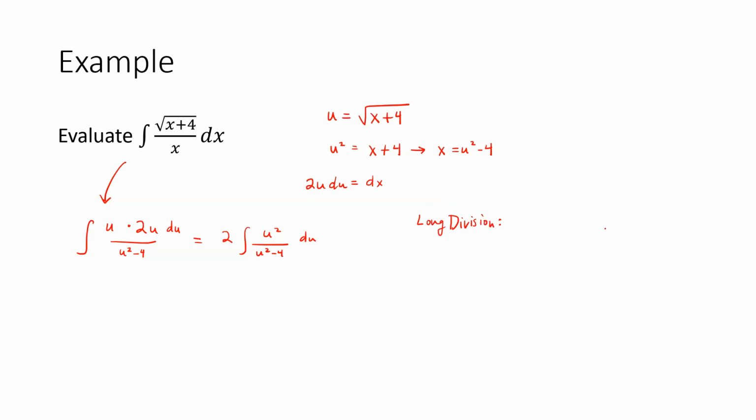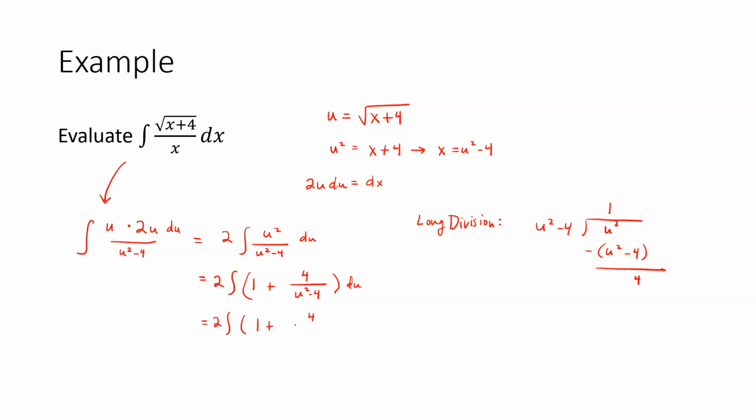So we'll do u squared divided by u squared minus 4. So u squared divided by u squared is 1. 1 multiplied by u squared minus 4, and then I subtract from above, which gives me a remainder of 4. So this becomes 1 plus 4 over u squared minus 4. Now looking at u squared minus 4, I notice that it factors into u minus 2, u plus 2.